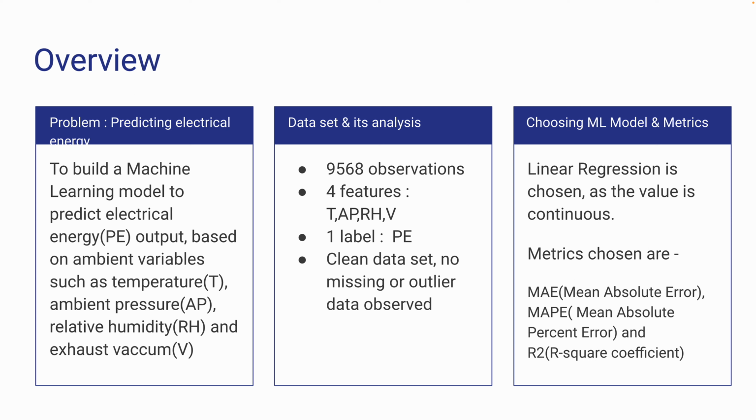The model that we have chosen here is linear regression, because the data is continuous and we are expected to predict continuous data. And the metrics we have chosen for this activity are mean absolute error, mean absolute percent error, and R-square coefficient.